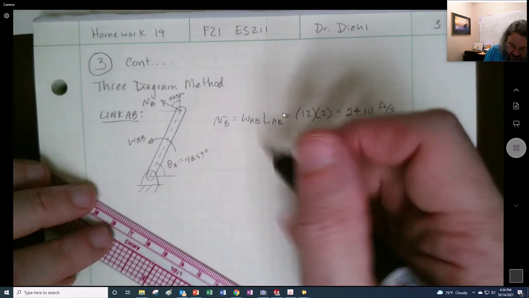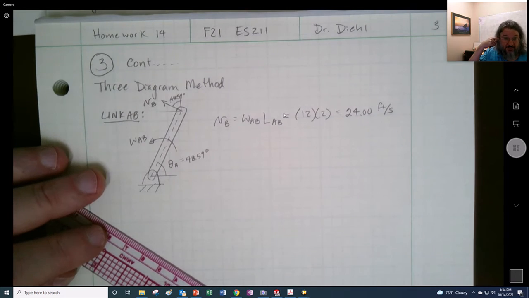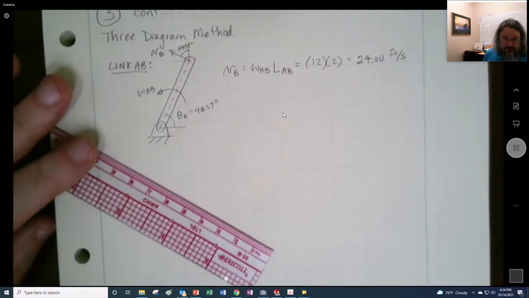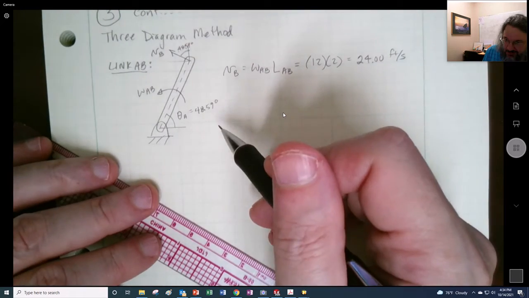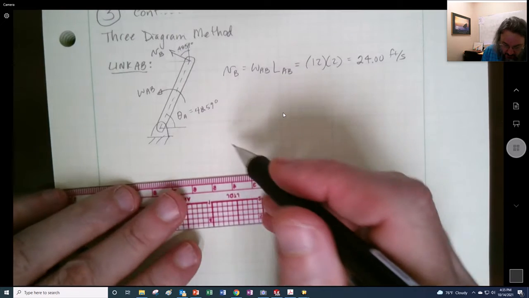All right. And okay, so that was the first part of the velocity. And this actually can be done, we could use this same thing for the instantaneous center of rotation, just so you know when we get to that part. You're going to see that's going to be a pretty easy one. Okay, so now we need a 3-diagram method.